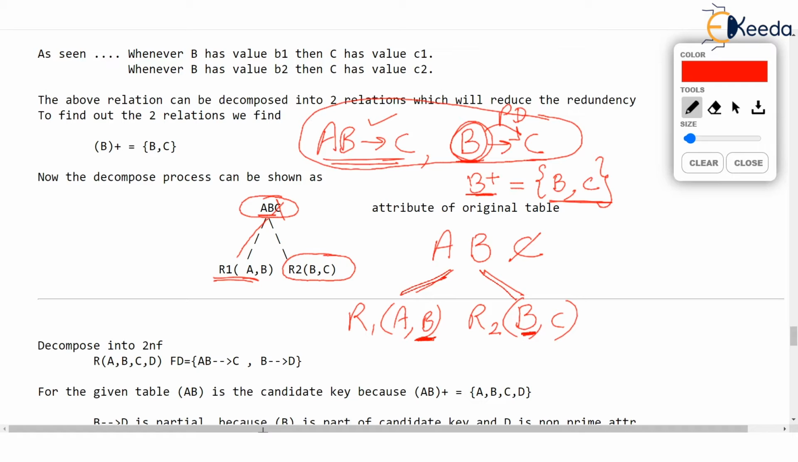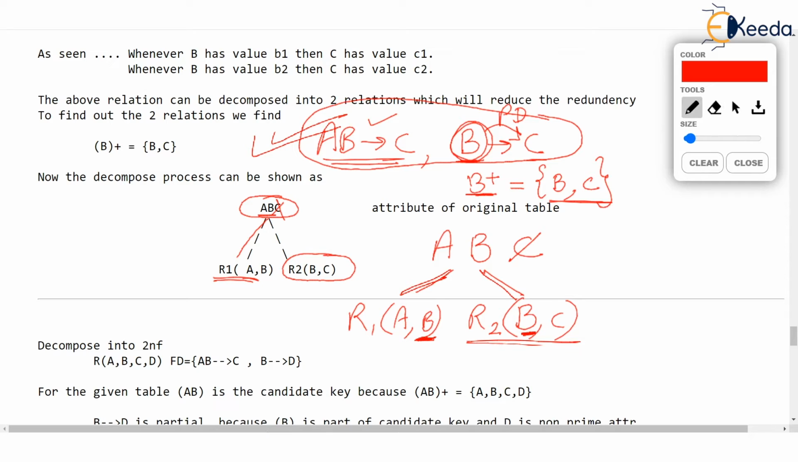Now observe here B determines C is applicable. From the original FD set, B determines C is applicable over here. So B can determine all the attributes in R2. So B is the candidate key in R2 and it is a common attribute. So it is lossless, isn't it? So these are the two tables we make. Now let's not stop here. Watch it over here.